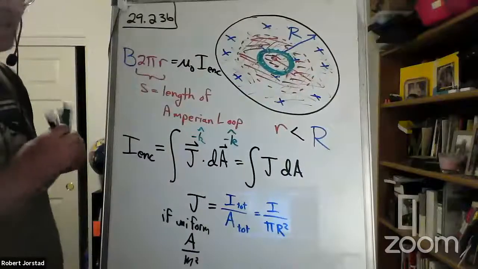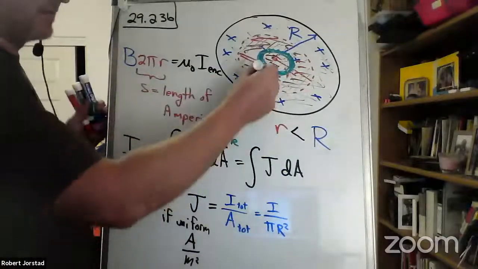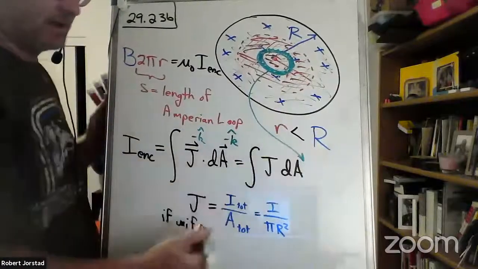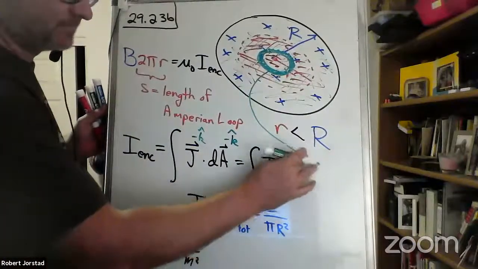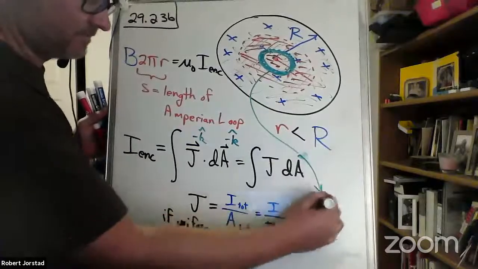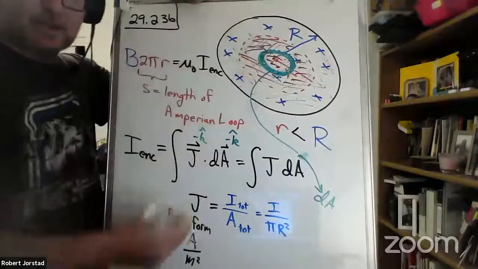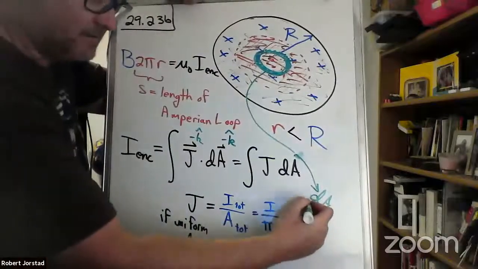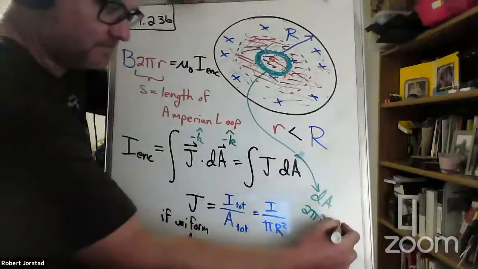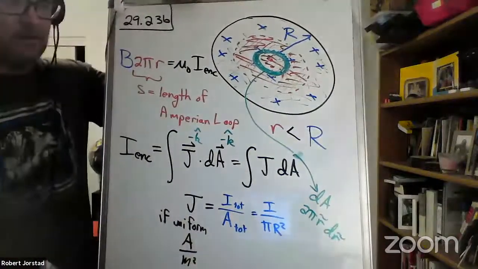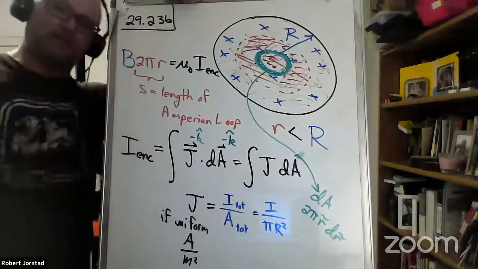What's dA? That's this area right here. What's that area going to be? It's all the way around times the thickness. What's all the way around? 2 pi r. And then the dr thickness. Okay. And then you're off to the races.